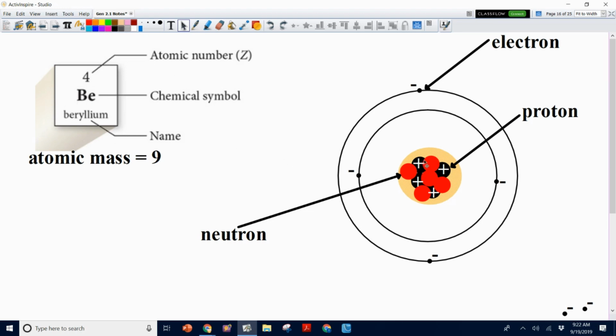Okay, so if this has 4 protons, then beryllium has 4 electrons. And this first ring here has 2 electrons on it. That's all it can hold on that first ring. So the other 2 electrons are found on the second ring that is around beryllium.